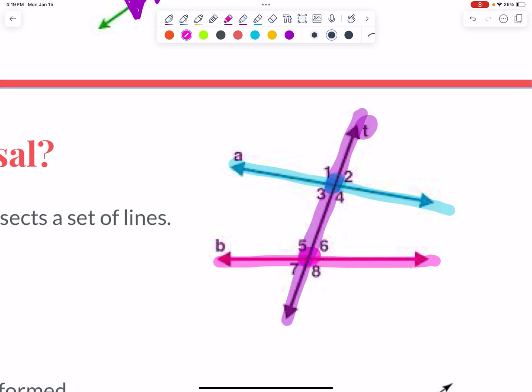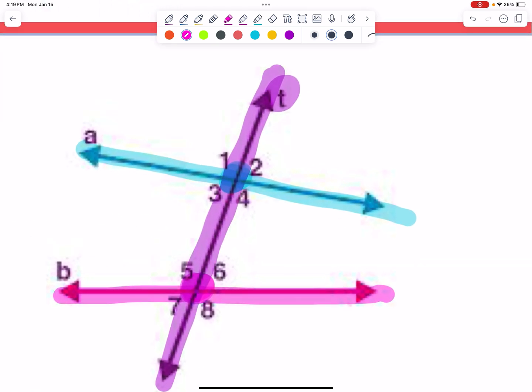And what happens when you have a transversal is that four sets of angles get created around each intersection. So 1, 2, 3, and 4 is one set, 5, 6, 7, and 8 is another set. And I want you to think back to what we learned a few units ago, which is that these vertical angles are going to be congruent to each other. So 1 and 4 are going to be congruent, as well as 2 and 3.